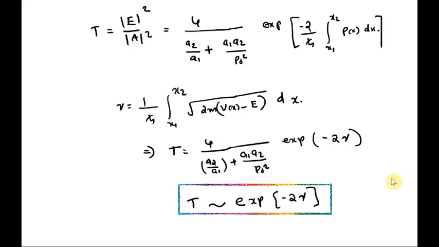If you have any difficulty at that point, we can have a discussion in our live session. So with that, our WKB approximation is finished, and we will get into the discussion of variation methods in the next class.